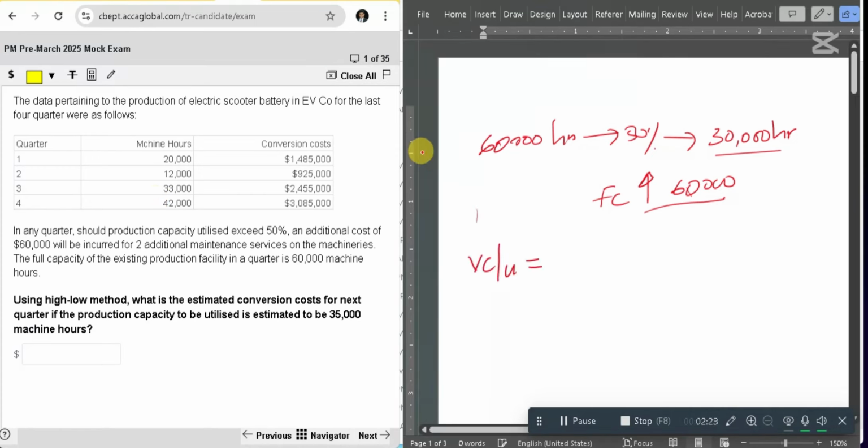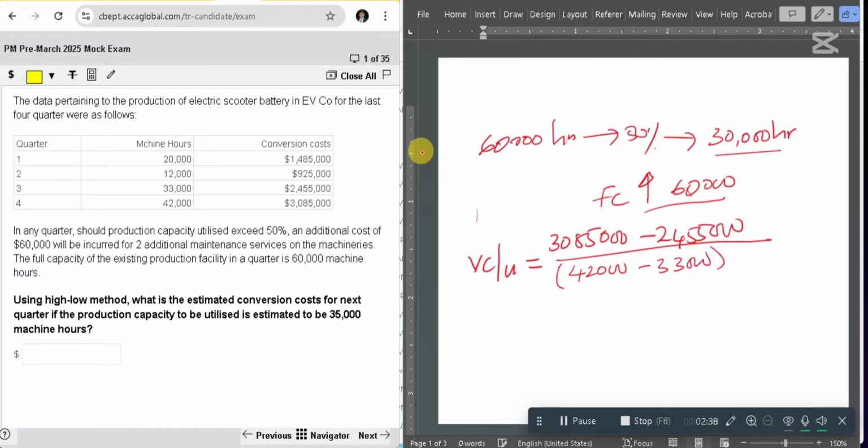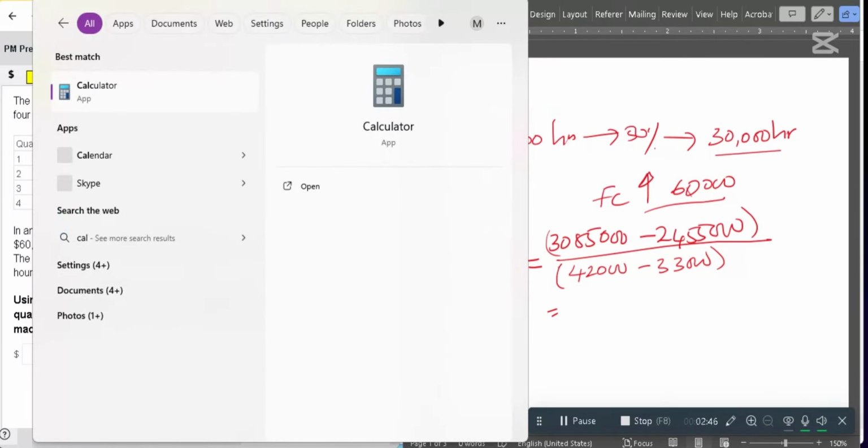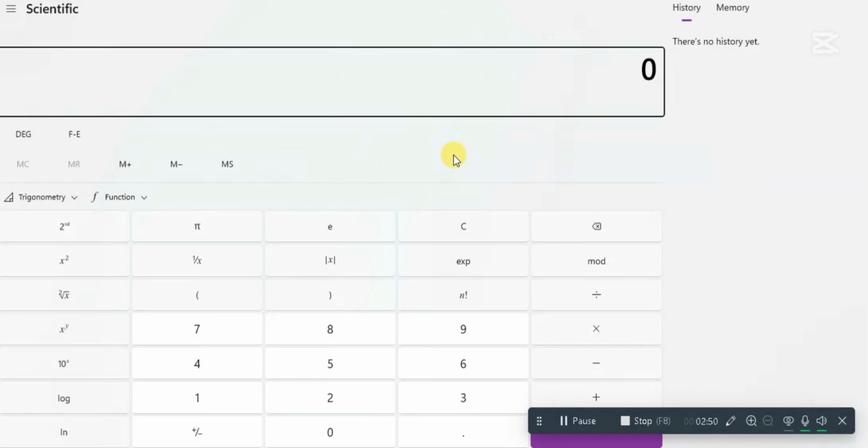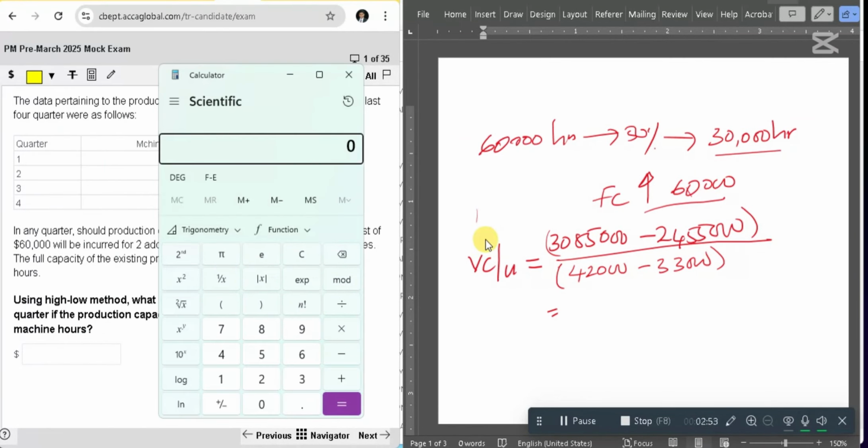You know how to find variable cost in high-low method. Variable cost per unit is difference in cost, 3085,000 minus 2455,000, divided by 42,000 minus 33,000. You can do this in the calculator in one shot. Let me take the calculator. Right, so bracket 3085, I'll leave the thousands, minus 2455, divided by 42 minus 33. Is it 33? Yes. Good. We get 70. Variable cost per unit is 70.